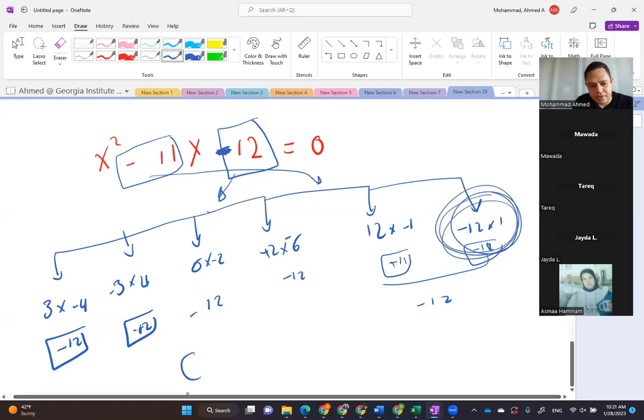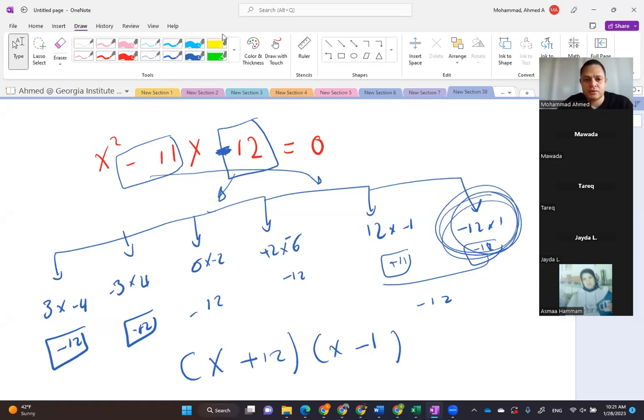So the answer is going to be x minus the first one. So x minus -12 is x plus 12, or x minus 1. So this is the factored form of this quadratic equation. And then we apply the zero product rule. You got it, Habiba?